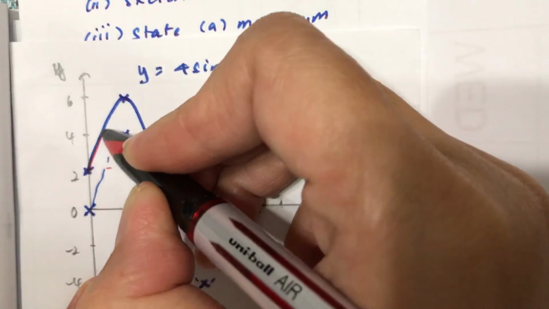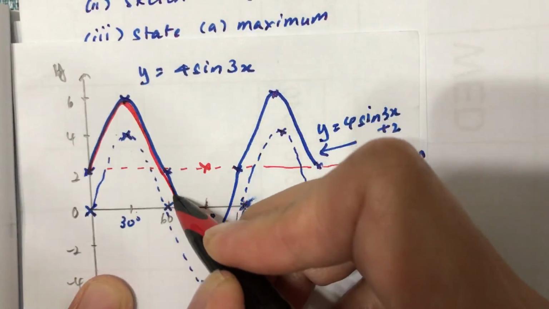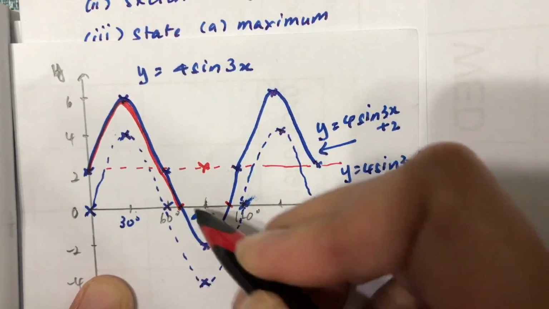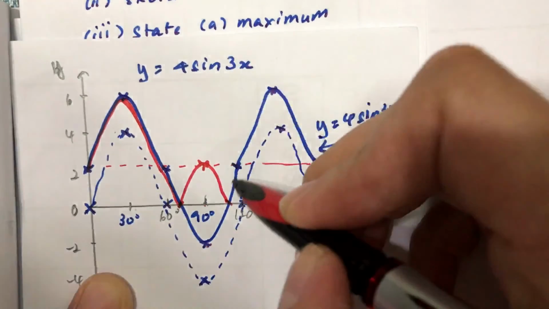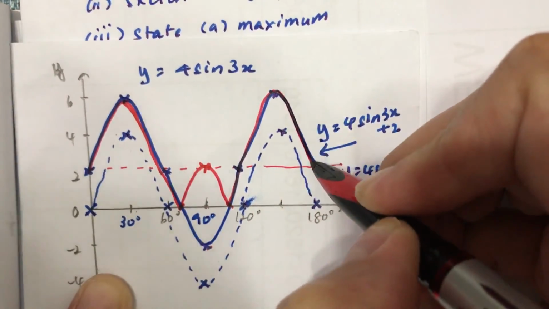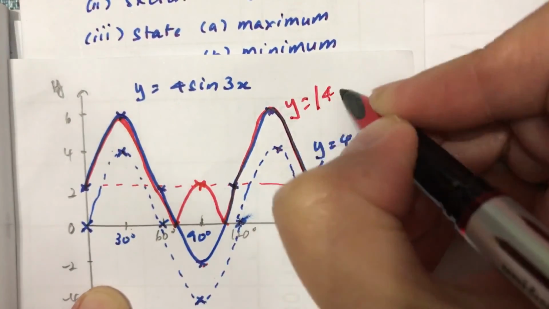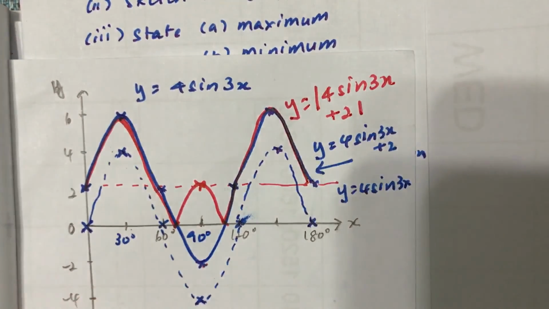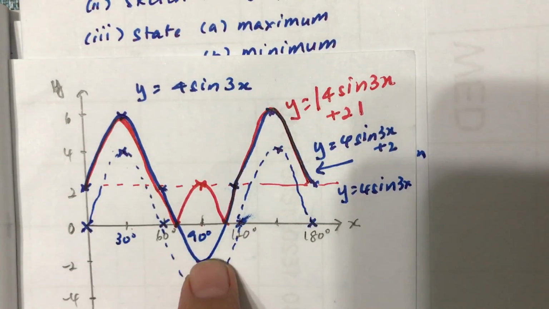So I'm going to go in red. So this is going to be my modulus graph. So this is actually the intercept here. And so this negative part will be flipped up. I'll just continue with the red here. And there you have it. The one in red will be y equals modulus of 4 sine 3x plus 2. So this will be the modulus graph. The negative part is flipped up.